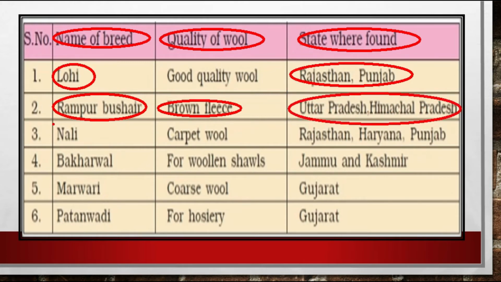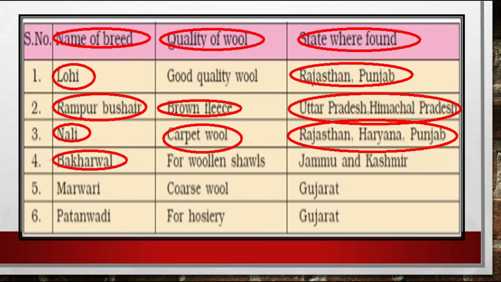The third breed is Nali, and this breed of sheep is reared for carpet purpose, means the wool that is obtained from this breed of sheep is used in making carpets, and this breed of sheep is found in Rajasthan, Haryana and Punjab. The next one is Bakarwal, and this breed of sheep is reared for woolen shawl purposes, and this breed of sheep is found in Jammu and Kashmir.